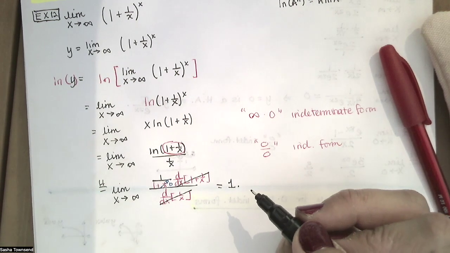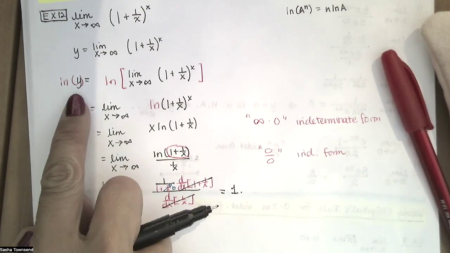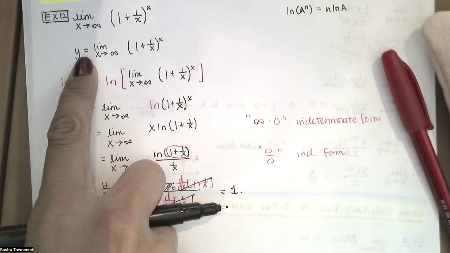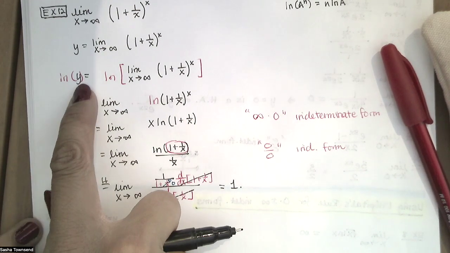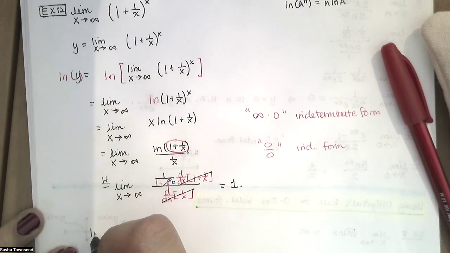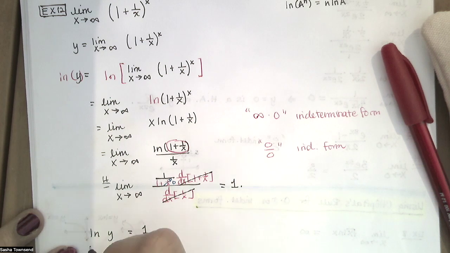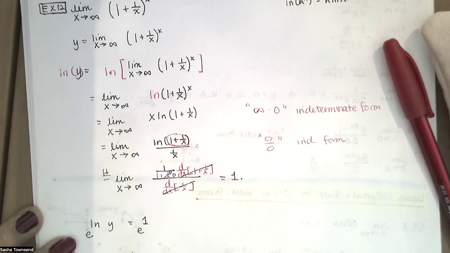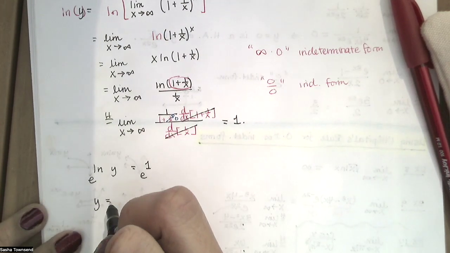Say, are we done yet? No. Natural log of y is 1, and y was actually our limit. So we have to exponentiate both sides in order to get y by itself. So if we have natural log of y equals 1, and we're trying to figure out what y is, we exponentiate, and we have y equals e.